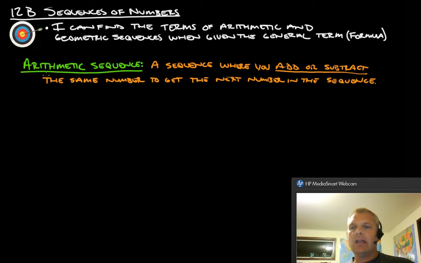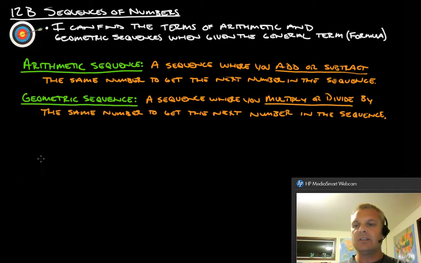First one, arithmetic sequence. It's a sequence where you add or subtract the same number to get the next number in the sequence. Okay, like the ones that we were just doing, those would be considered arithmetic sequences because we're adding the same number each time. Like the brick one, we added 1 to each row. The next example, we added 4 to get to the next term. So those are considered arithmetic sequences.